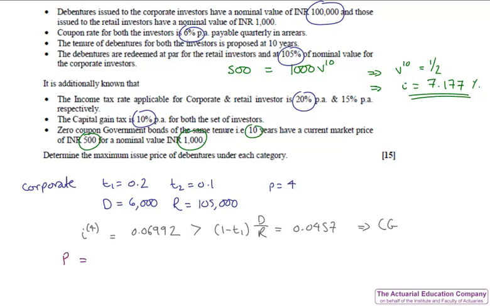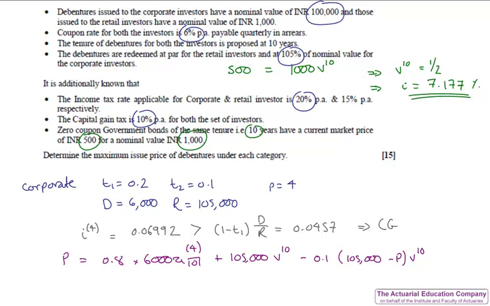Now the price will be the present value of the future payments. So we'll need the present value of the net coupons. So we'll keep 80% of them after income tax. Then we'll get the full redemption, and then we'll take off the 10% capital gains tax on the capital gain, which is the difference between the redemption value of 105,000 and the price we pay. And capital gains tax is paid at the end.